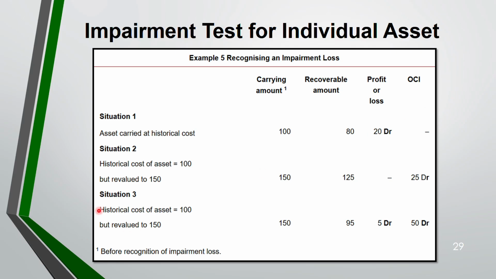Now, situation 3. Historical cost is 100, but it has been revalued to 150. Same situation, 150. But this time your recoverable amount is 95. Situations 2 and 3 are the same, but the only thing is the recoverable amount is much lower now. So tell me what's happening. In this situation you have to be careful.